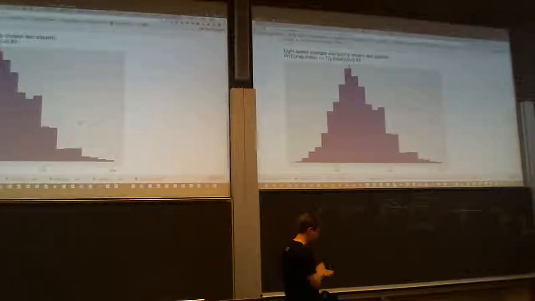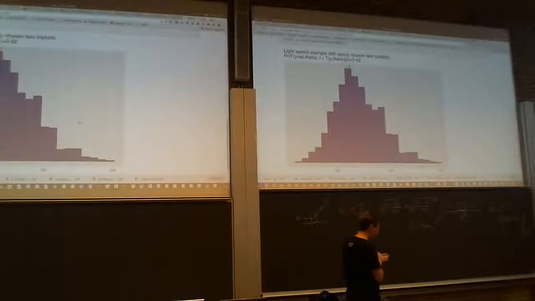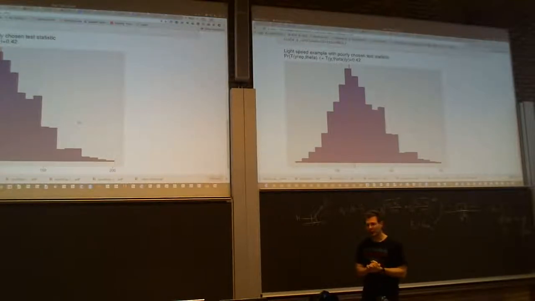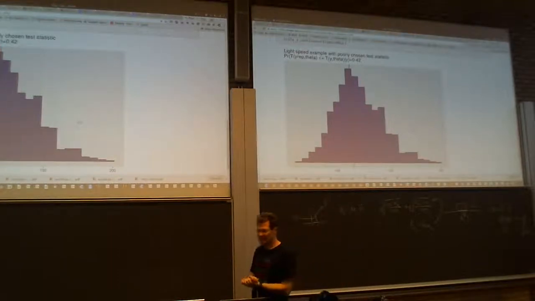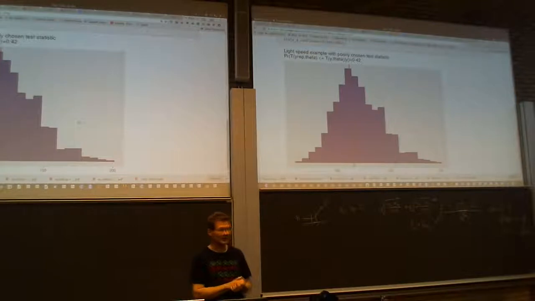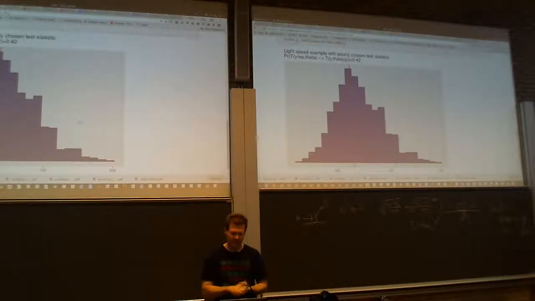This means also that when we get more and more complex models, so that there are more and more parameters, it's more and more difficult to choose a good test statistic for this posterior predictive checking.